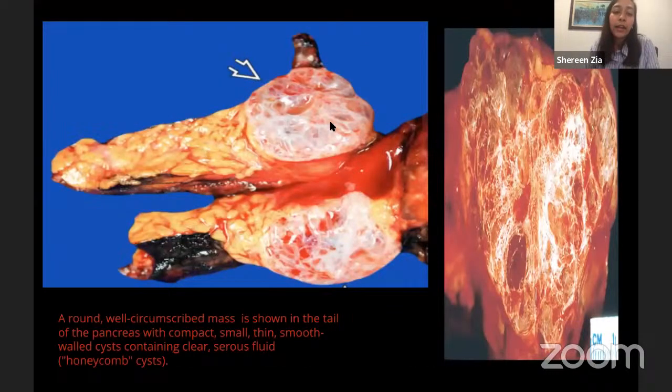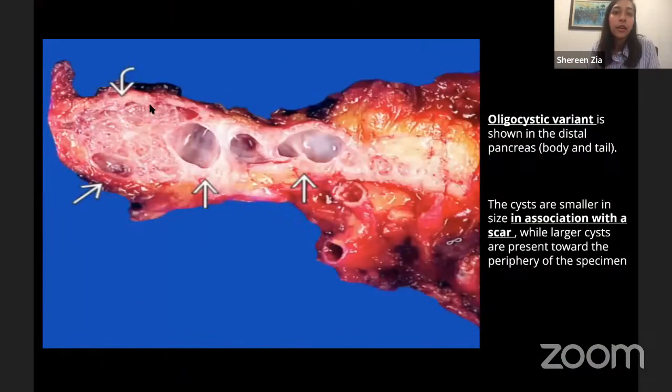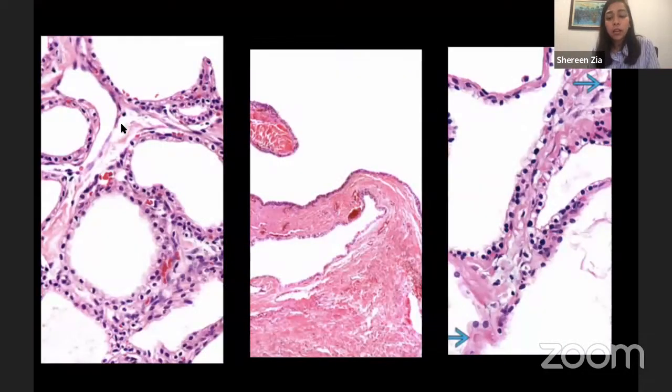This is a gross finding I'm showing you here. There are multiple smooth-walled cysts that contain clear serous fluid, and this is the tail of the pancreas that is involved with these honeycomb cysts. The oligocystic variant will show more peripherally dilated cysts that are associated with this central scar. On microscopy, you can appreciate these glycogen-containing cells that are cuboidal and lining all these cysts.